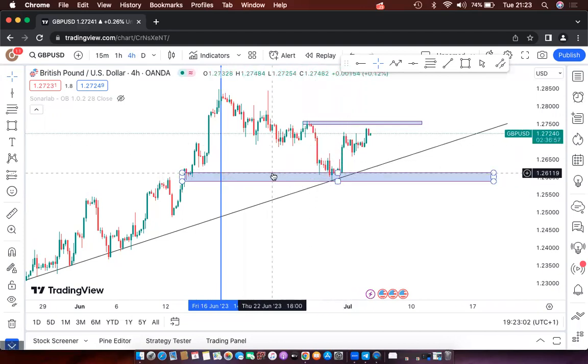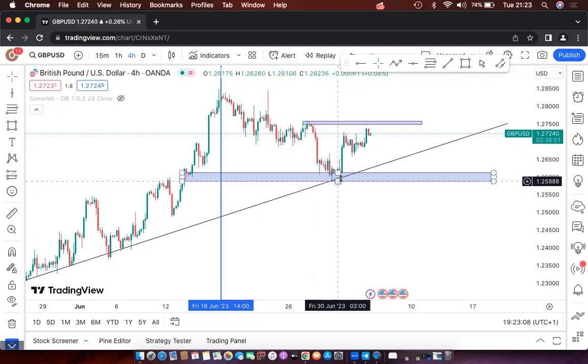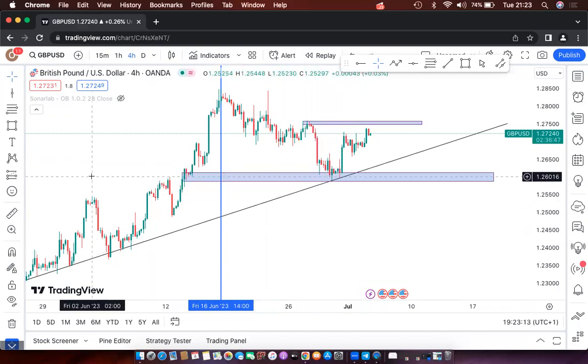As I always tell you guys, it takes more than one 4-hour candle to change a trend. Look at all this noise. So don't just think the 15 minutes is going to change a major trend.